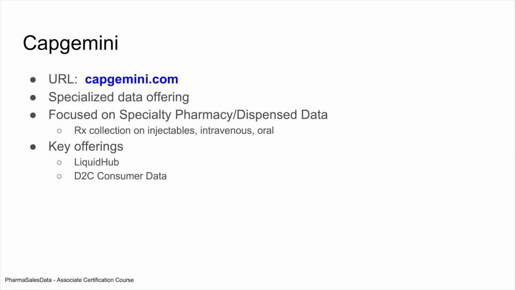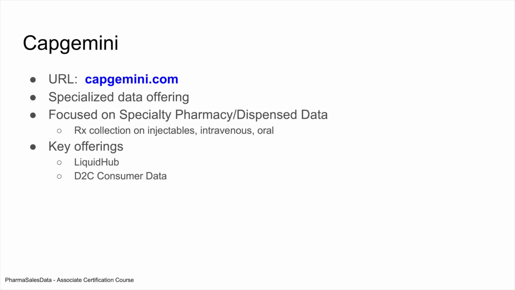Capgemini, they're at capgemini.com. Another specialized data offering. They're focused primarily on specialty pharmacy dispensed data. So mostly collecting information on injectables or drugs that are delivered intravenously. Their key offerings are Liquid Hub and DTC consumer data.